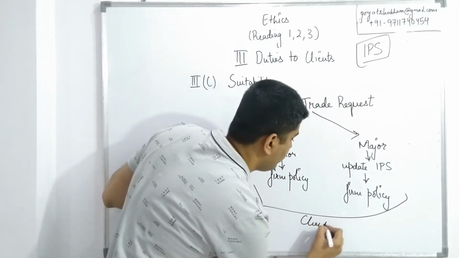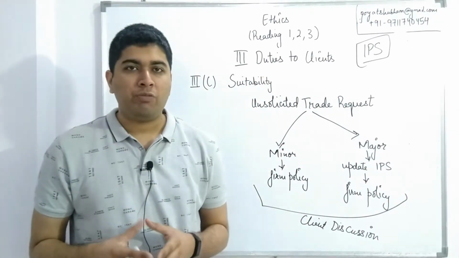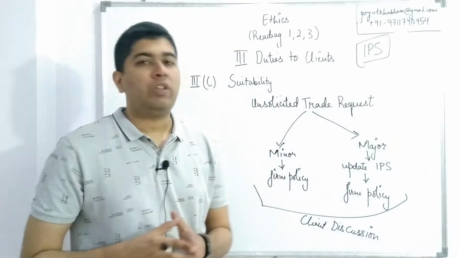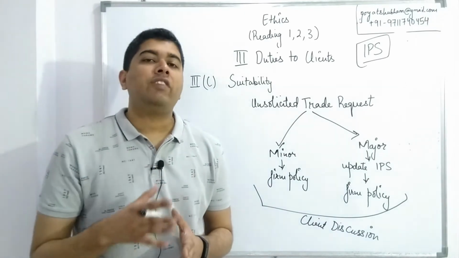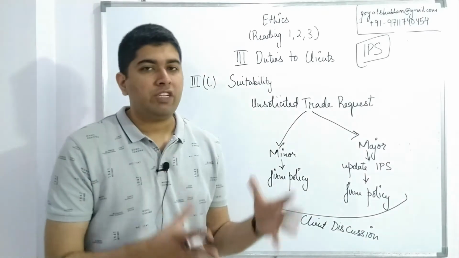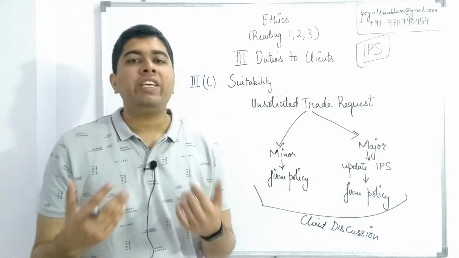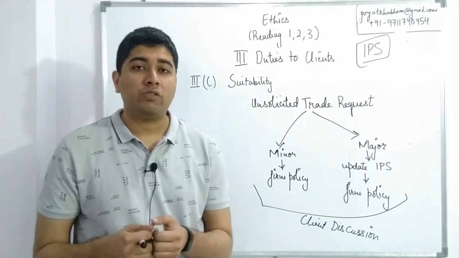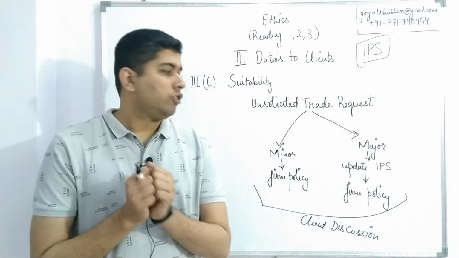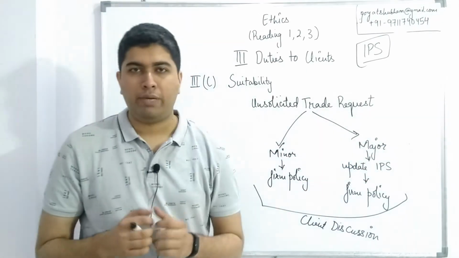client discussion. So in either of the cases, before executing on the trade request, before taking action on the request that the client has made, I am supposed to discuss with the client as to why that investment is unsuitable for his overall IPS, for his overall investment portfolio. I'm supposed to have a written acknowledgement from the client that yes, we had this meeting where we had discussed why a particular trade request is unsuitable for his given portfolio. So this part is going to be common, whether it's a minor impact request or a major impact request.